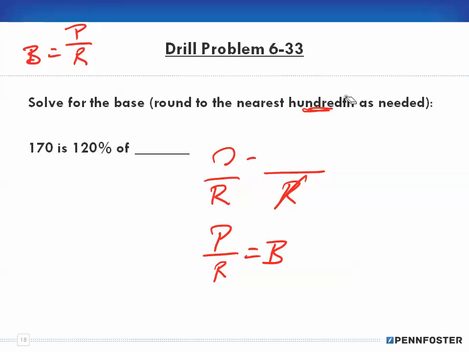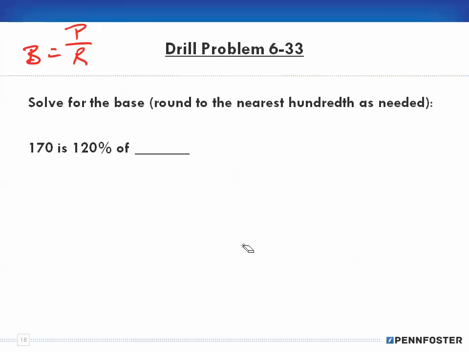Now, let me do this. Okay, so to solve for this problem, 170 is 120% of. We take 170 and we're going to divide by 120%. So my portion is the 170 and my rate is the 120.